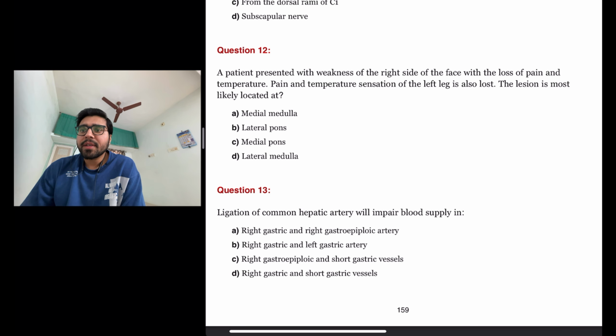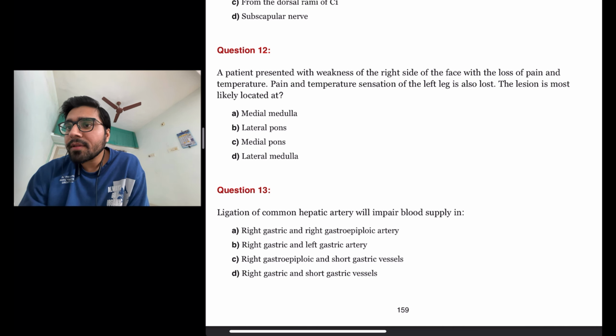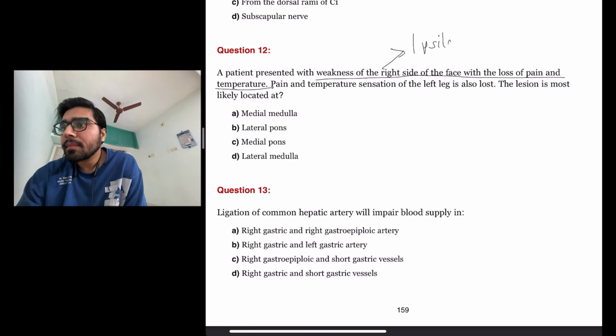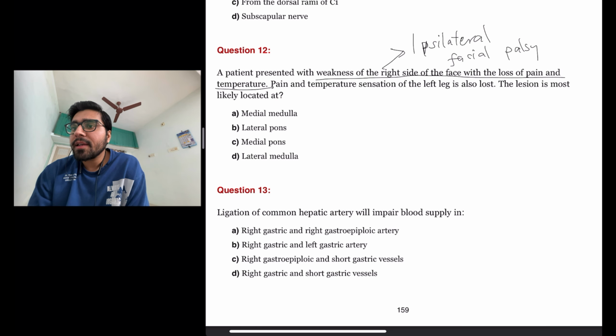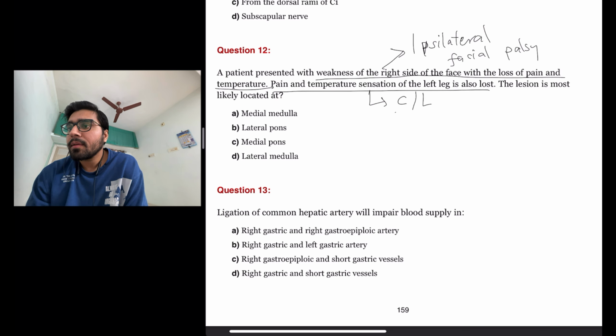The next question is: the patient presented with weakness of the right side of the face with the loss of pain and temperature. Pain and temperature sensation of the left leg is also lost. The lesion is most likely located at. So the clinical scenario is suggesting weakness of the right side of the face with loss of pain and temperature, so the ipsilateral facial palsy. And pain and temperature of the left leg is also lost, so the contralateral leg sensation is gone.